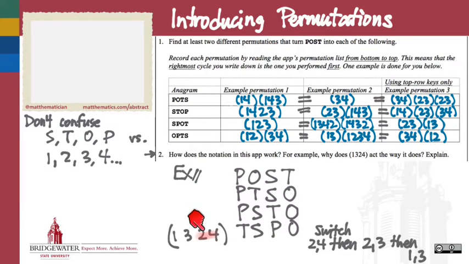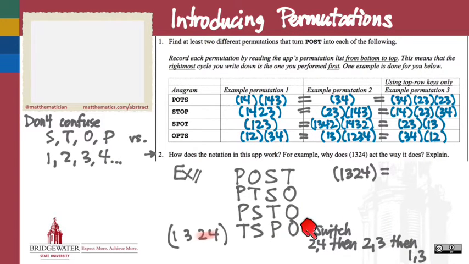Then take the next pair and flip-flop those, 2, 3. That's going to give me PSTO. And then take the last pair, 1 and 3, flip those, TSPO. So here's a question. Does that tell me anything about what 1, 3, 2, 4 is equal to? So in this last column, I asked you to use only the top row keys to do your permutations. How could I write 1, 3, 2, 4 using just the top row keys? According to this.